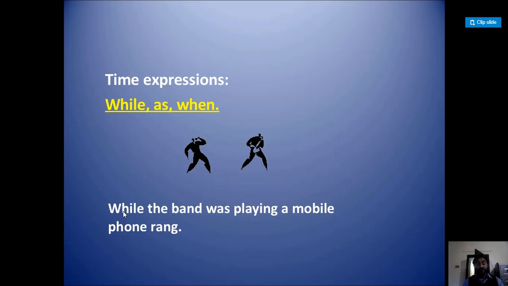So the band was doing something. It was in the middle when another action happened. So in order to describe or express the thing which was happening, we use the past continuous tense, and for the action which happened later, we use the past simple tense.